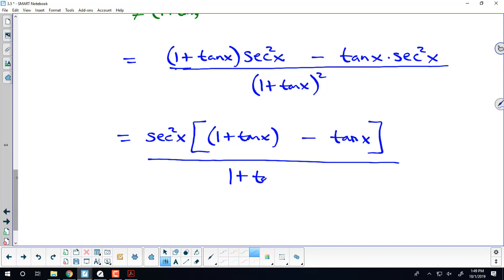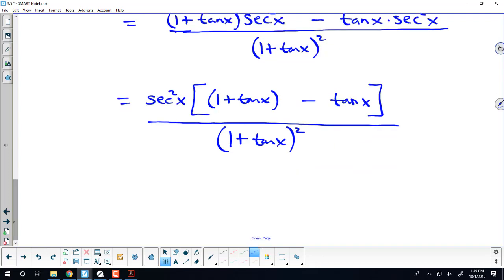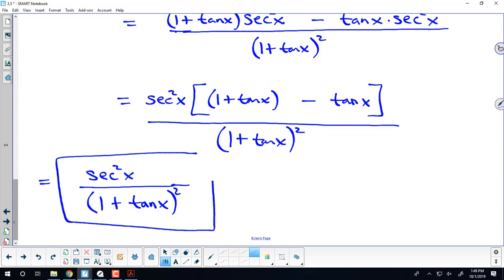And the tangent x is a function of no. Yeah, exactly, because we have 1 plus tangent x minus tangent x, so the tangent on top goes away. And so this is just secant squared over 1 plus tangent, quantity squared. So that's the simplified version of your derivative.